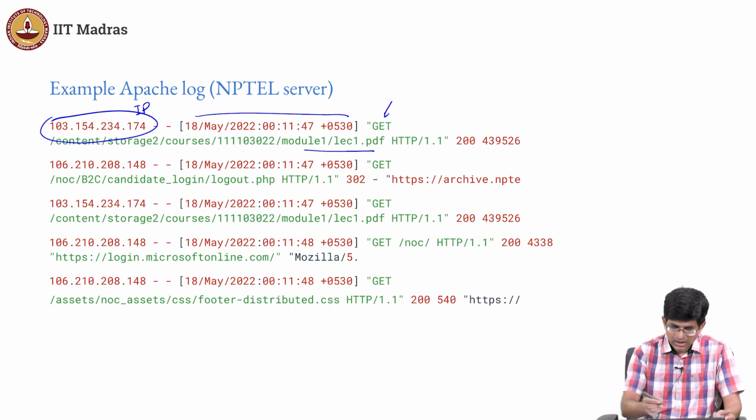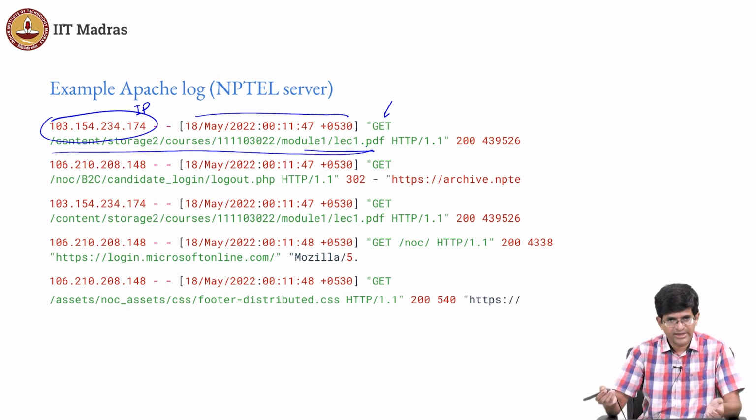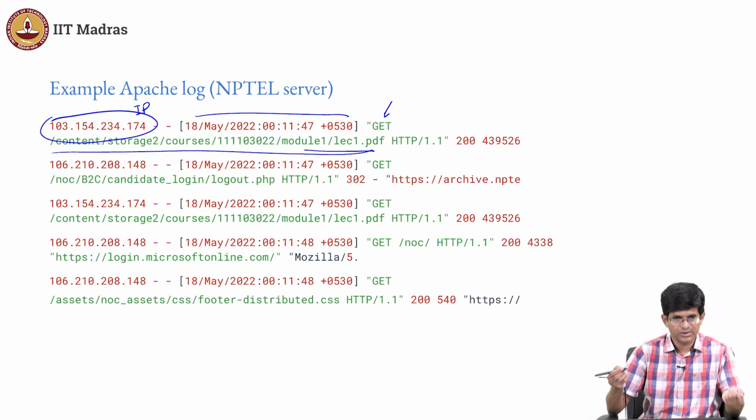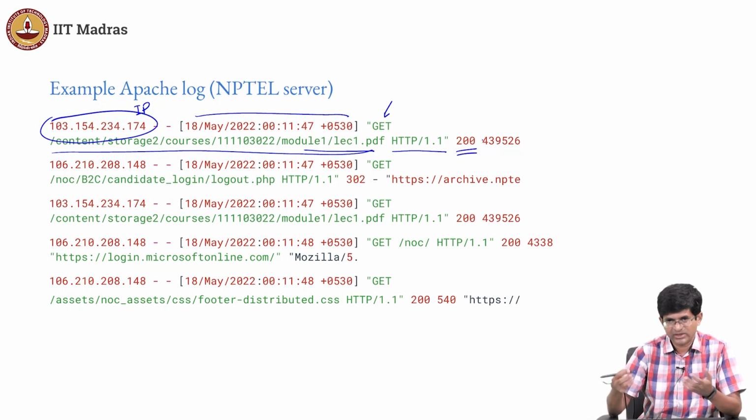This long string out here is the actual path to the file. Literally what it's going to do is go look up that thing. The server has to go fetch that file and send it back. There is some additional information such as which version of the HTTP protocol is being used. There is this 200 out here, which is the status code, saying did it succeed or not. This I believe is the number of bytes that were returned.